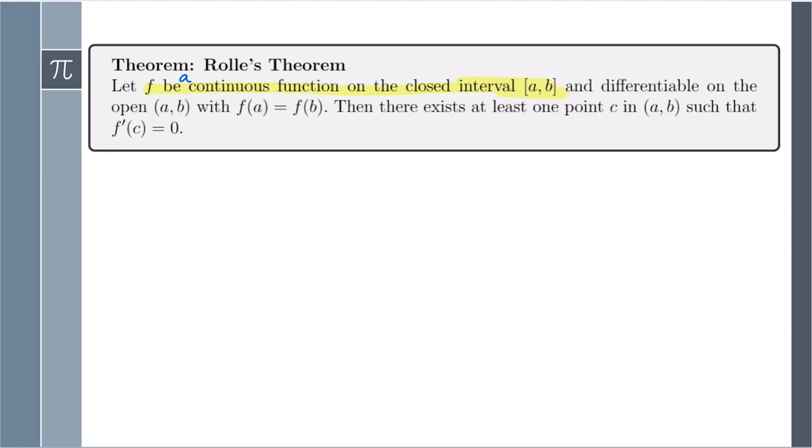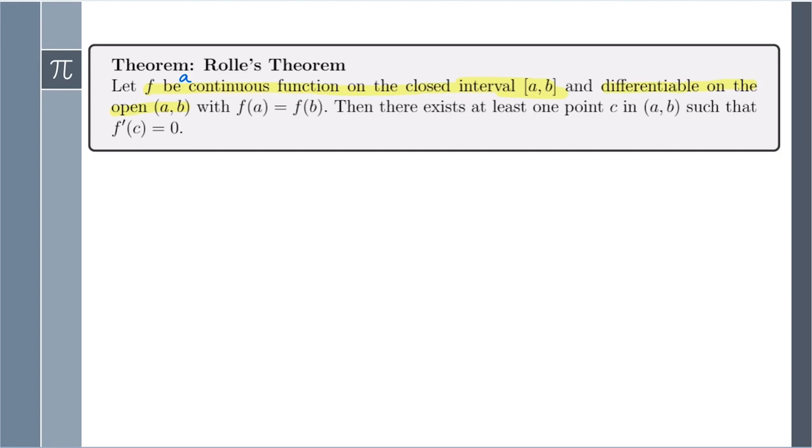There's no break. And then differentiable on the open interval. That's the second condition. So it should be differentiable in the open interval (a, b). Continuous in the closed interval means the endpoints are included, but differentiable on the open interval (a, b) means the endpoints are not included when we check the derivative.